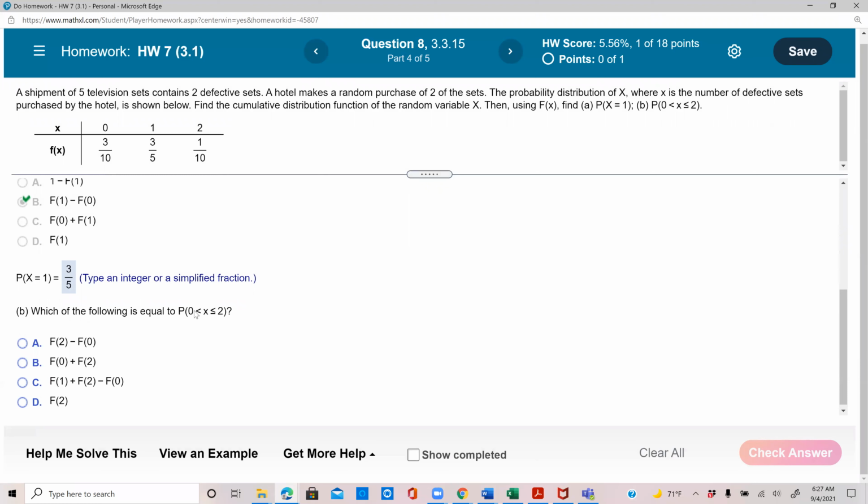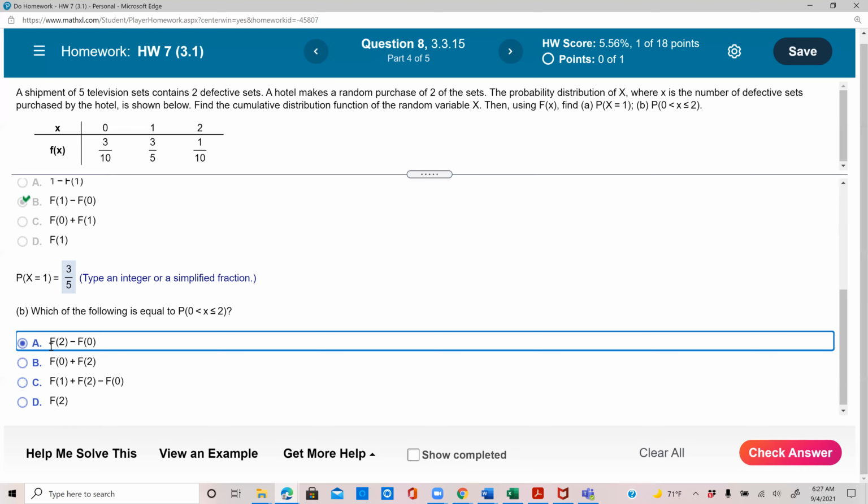Okay, now x greater than 0, less than or equal to 2. Now, so actually, F of 2 gives you everything up to 2. It also includes 0, but we don't want the 0. So we want to subtract off the F of 0 part from it. So it would be this one, because F of 2 gives you everything up to 2, including 0, because 0 is less than 2, so it includes 2 and everything less. But we don't want the 0 because they're saying greater than 0. So you subtract off the probability that you have up until 0, which is big F of 0.